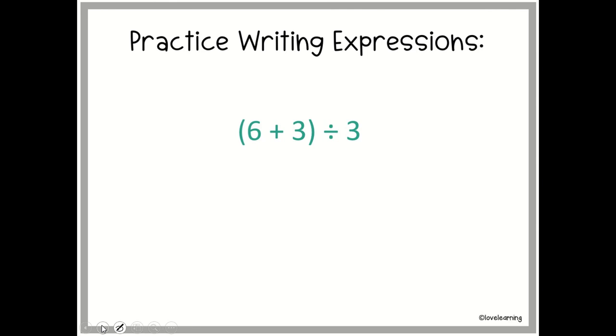I'm only going to really show you one answer that it could be, but that doesn't mean that it has to be that. And I'll talk about that more as we go. So our first one we have is (6 + 3) ÷ 3. So I want to interpret what it is asking me to do.